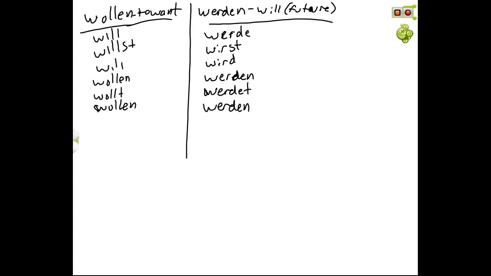Werden is also weird because it is irregular in the du and er/sie/es forms, which makes it a normal irregular verb, if that makes any sense. Irregular verbs are irregular in the du and er/sie/es form, and so this one is technically classified as an irregular verb and would be conjugated as such, and it actually acts a lot like one. So that's why it's only irregular in these two forms, as opposed to being irregular in all three of the top forms, because obviously it's not actually technically a modal auxiliary.